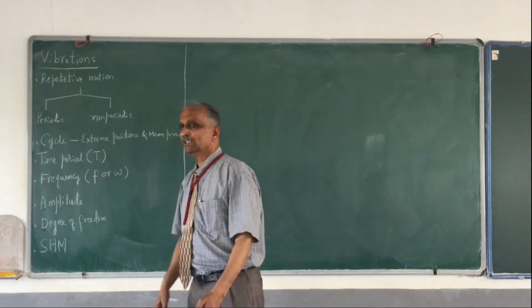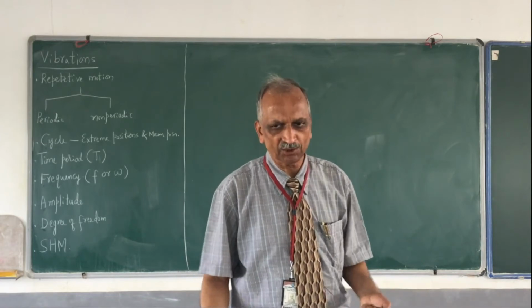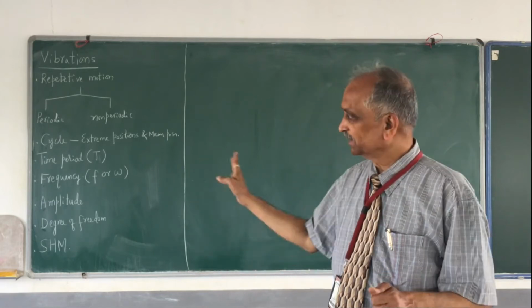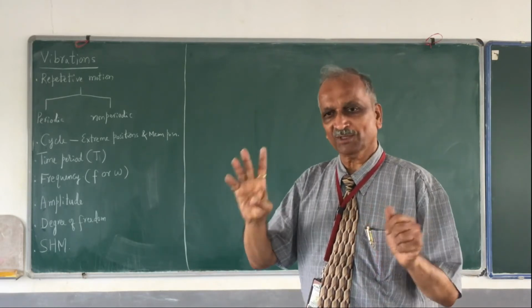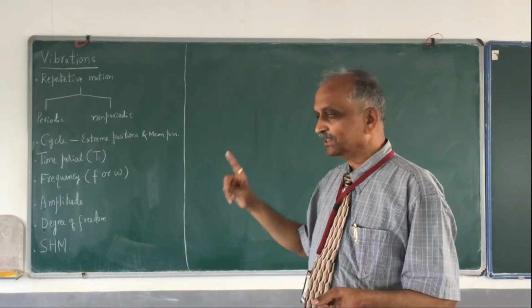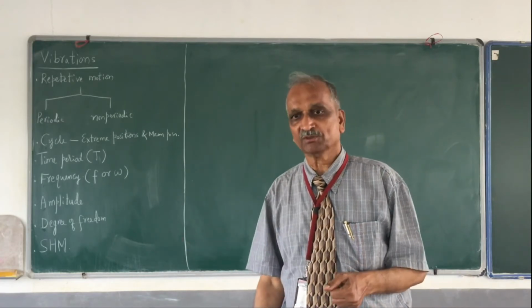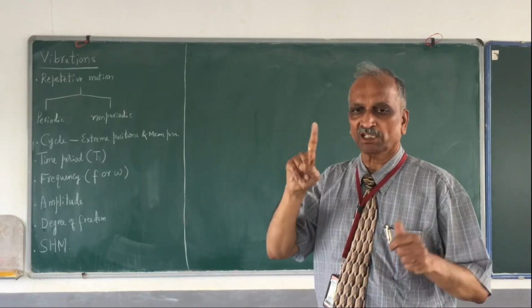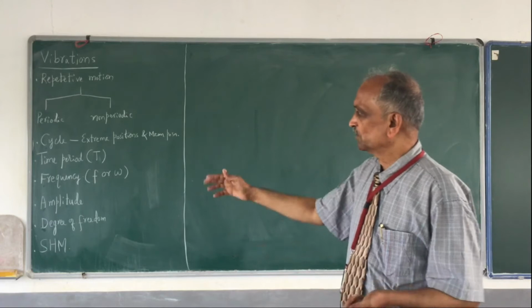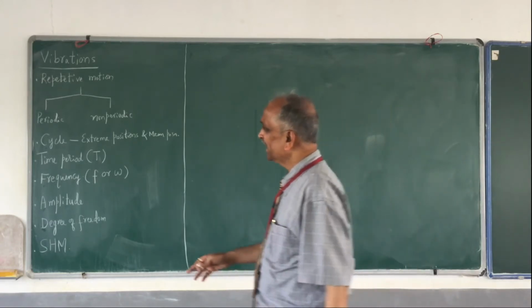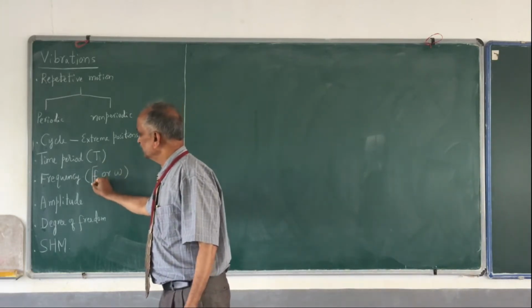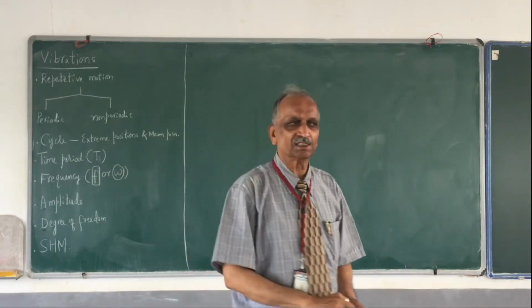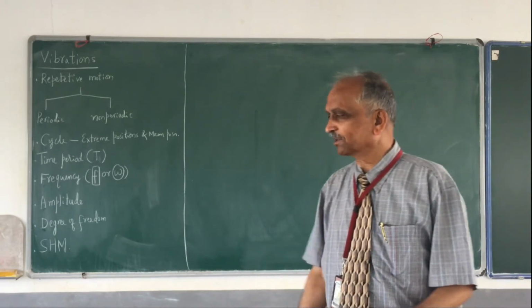Frequency: how many cycles do we have in one second? In 1 second, not in one time period. In one time period I can have only one cycle. So in 1 second, how many repetitive motions, how many cycles do I have in unit time? That is called frequency. I have used two notations here, small f and omega. These are the normal notations used for frequency.